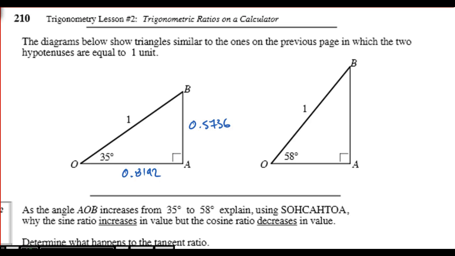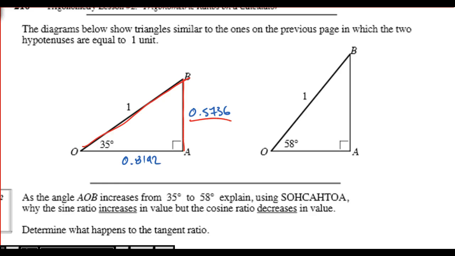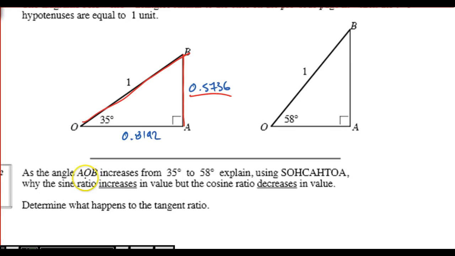And I guess that makes sense, because this looks to be about half of this, and that is about half of 1, so it kind of makes sense. Okay, so let's look at this next question, number 2 here. As the angle AOB, so this angle here, increases from 35 to 58. Okay, so now it increases from 35 to 50. Explain using SOHCAHTOA why the sine ratio increases in value but the cosine ratio decreases.